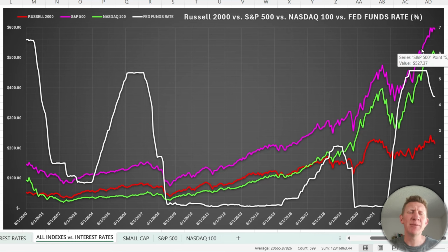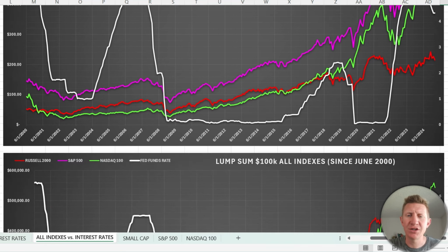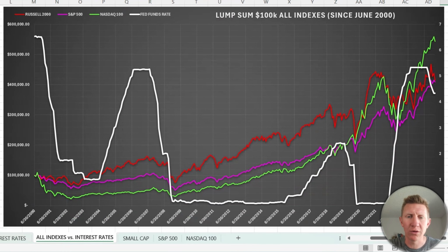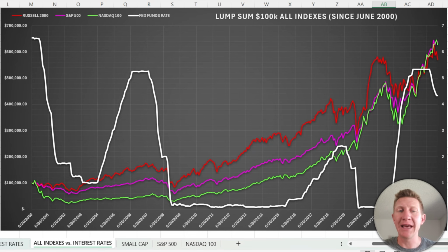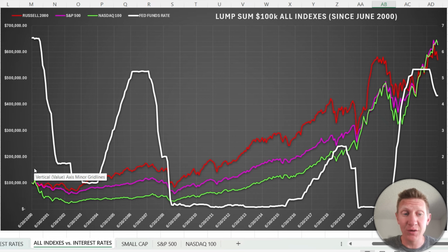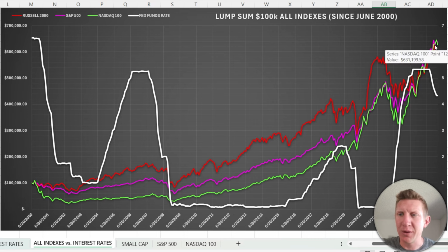But let's get a little bit more granular. Let's look not just at the price per share, but also at the actual assumption that we start with $100,000. In this first time period, we're looking at a $100,000 lump sum investment, reinvesting all distributions along the way, any dividends from any of the indexes. What we see here is if you had invested all the money in June 2000, then the Russell 2000 outperformed the majority of this time frame. And then in the end, it underperformed just slightly compared to the other two indexes.